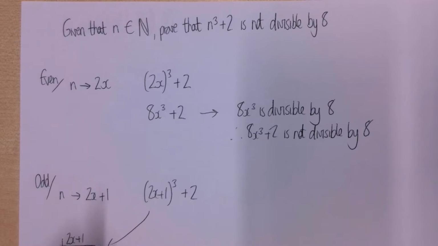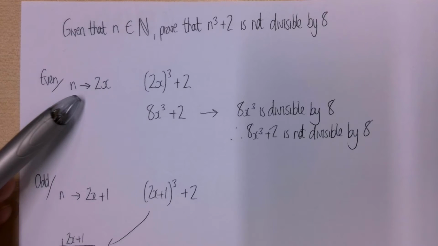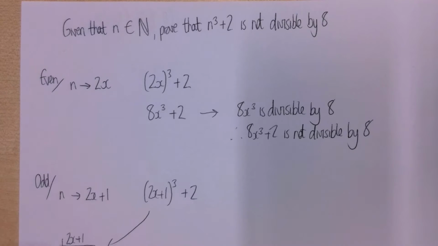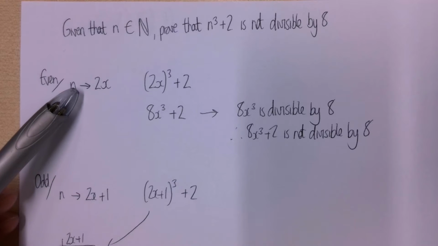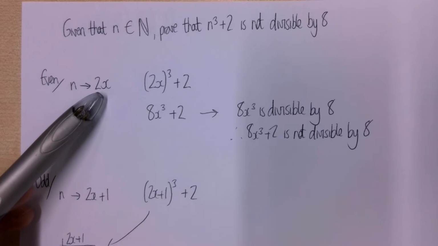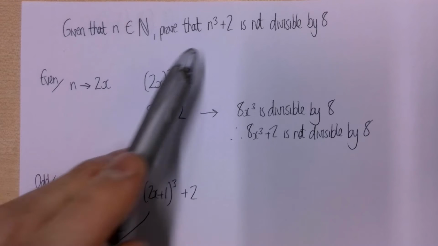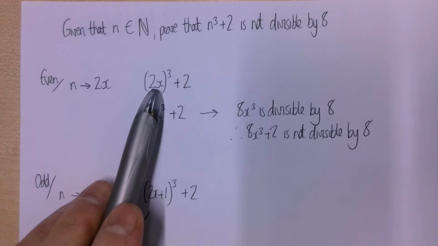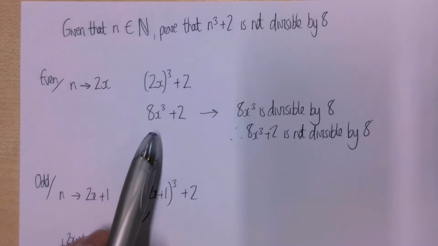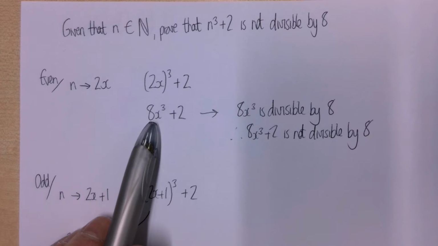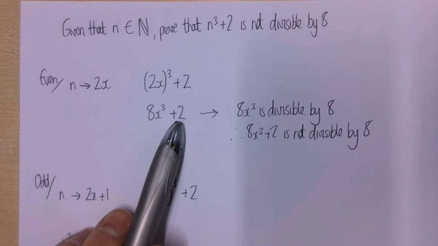This is a proof by exhaustion question because we get different scenarios with even and odd. So for even numbers, I've replaced n with 2x. I thought 2n would be a bit too confusing, so I'm using x instead. So I've rewritten this, replacing n with 2x, just because it's an even number. 2x cubed, 2x times 2x times 2x is 8x cubed, plus 2.